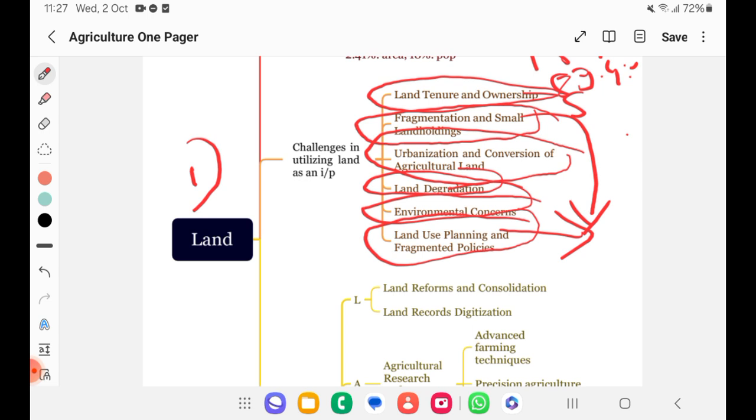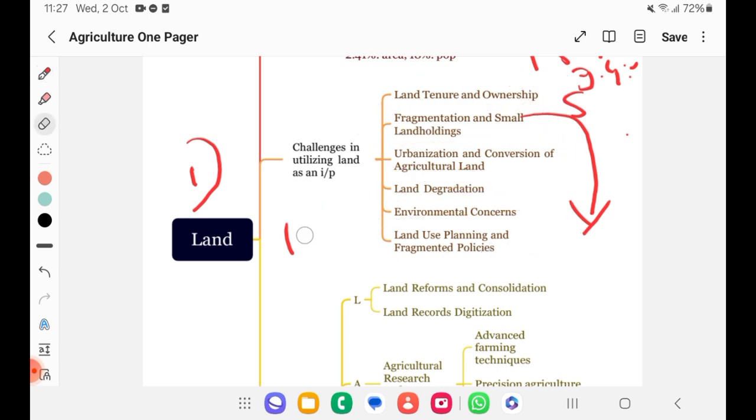So there are 2 kinds of fragmentation: one is policy and one more is land, in case of land as an input. Then we have land tenure and ownership. This is a major problem, the land tenure and ownership problem. Okay, these are some of the problems. So how to memorize?